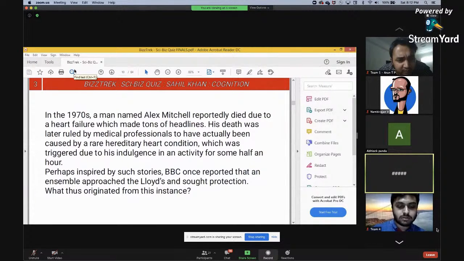In the 1970s, a man named Alex Mitchell reportedly died due to heart failure, which made tons of headlines. His death was later ruled by medical professionals to have actually been caused by a hereditary heart condition, triggered due to involvement in an activity for some half an hour. Perhaps inspired by such stories, BBC once reported that a group approached Lloyd's and sought protection. This is the story of origin of something. So what originated out of this instance? A person's death named Alex Mitchell.